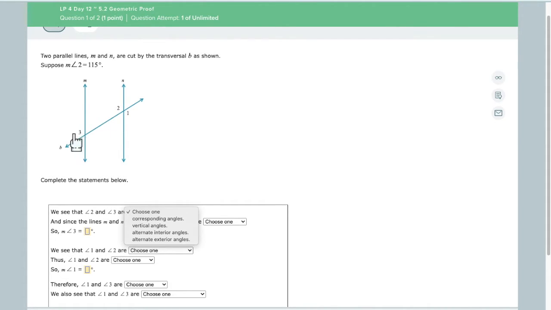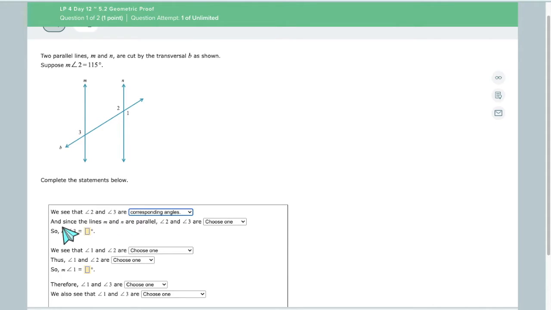Okay, but if I look at 2, I could slide it right over to 3. So they're both on the left side of their parallel lines, and they're both above the transversal. So that makes them corresponding angles. Again, if that was confusing, you're not sure what I'm talking about, go back and watch the section 1 video. I went over the definitions for these quite a few times in the last half of that video.